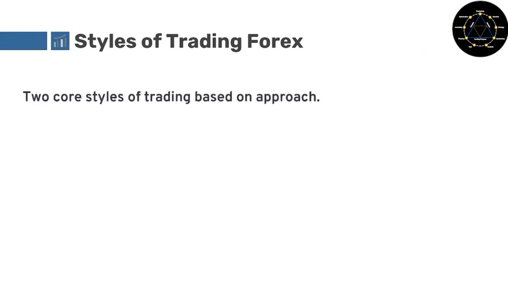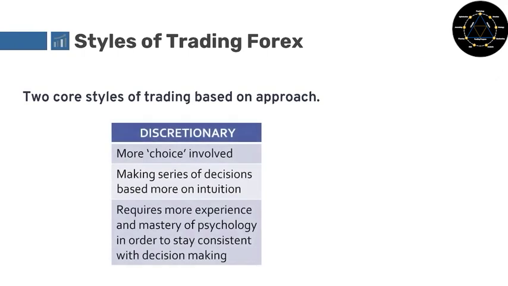Now, the last 2 core styles are based on the approach to doing it. The first one is discretionary. Discretionary is when there's more choice involved in what you're doing. If you think back to the algorithmic stuff, where it's based on a mathematical formula, on rules programmed into the system, that's not very discretionary because you don't really have much choice over what's happening there. Of course, you can choose when you write the code, but once you start running that robot, you don't have any choice in what it's doing. It's just running off the code that you write.